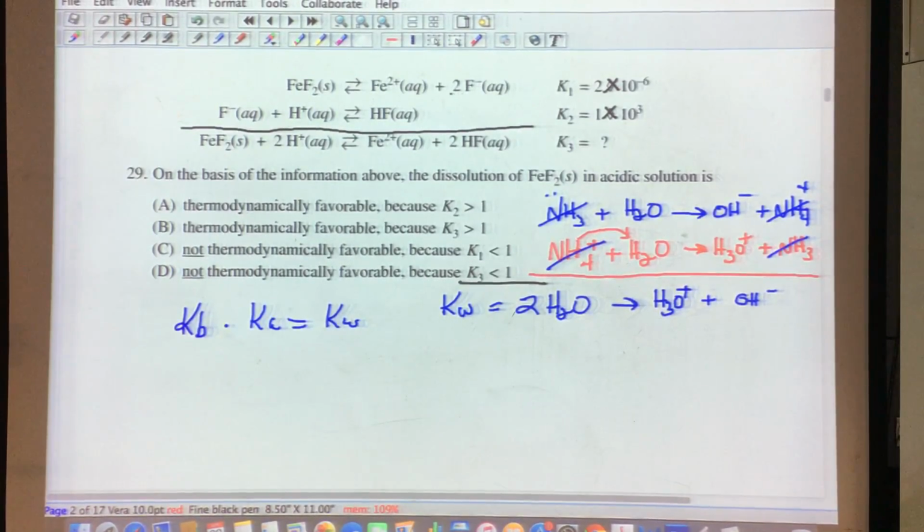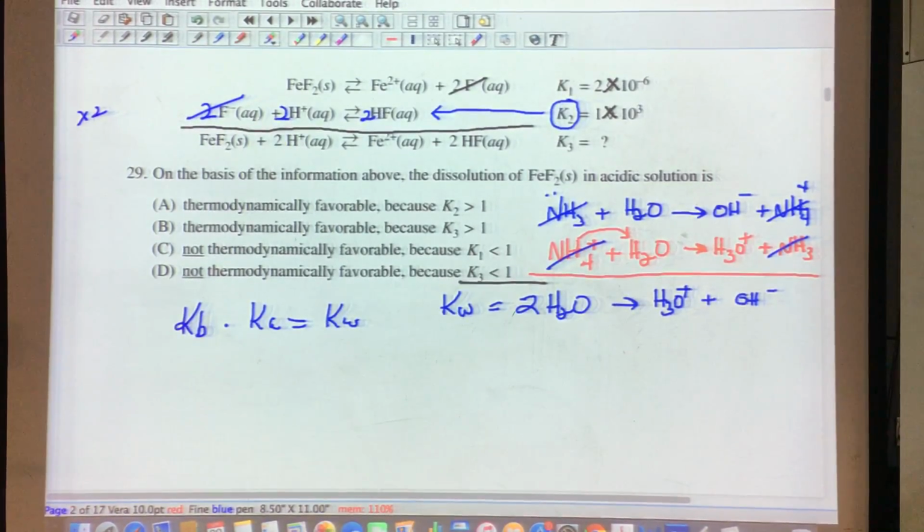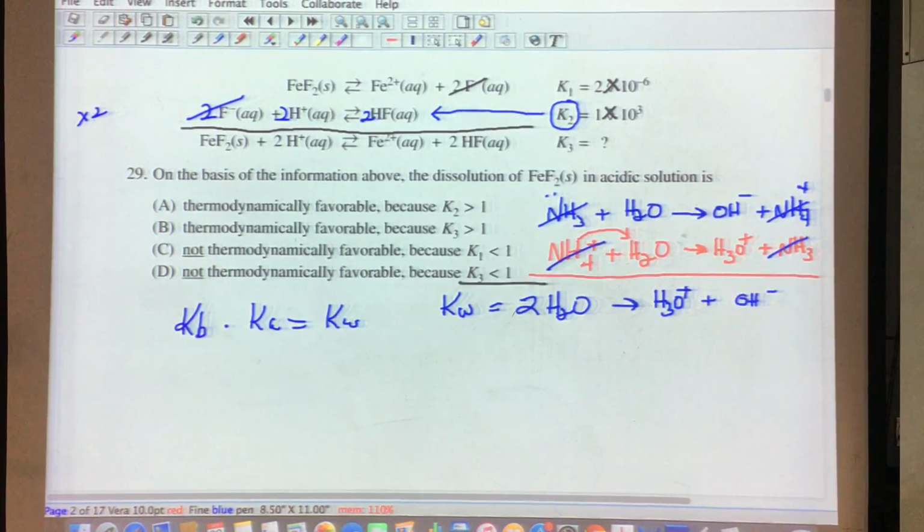For these F negatives to cancel, doesn't this have to be a 2 here? So really I have to do what to the second step? Multiply by 2. I had to realize that. Now everything is going to cancel, and I have the overall reaction. So notice, this K2, the equilibrium constant, was based when these coefficients were 1. That's a big, big understanding right there. Okay? This equilibrium constant was 1 times 10 to the 3 when these guys were 1.